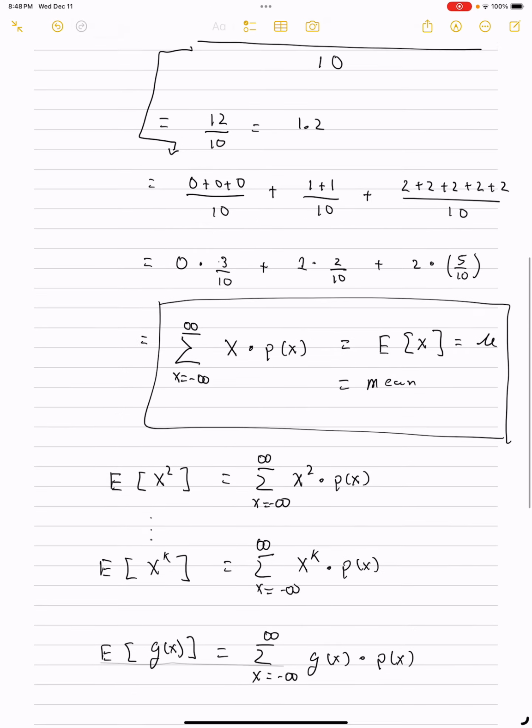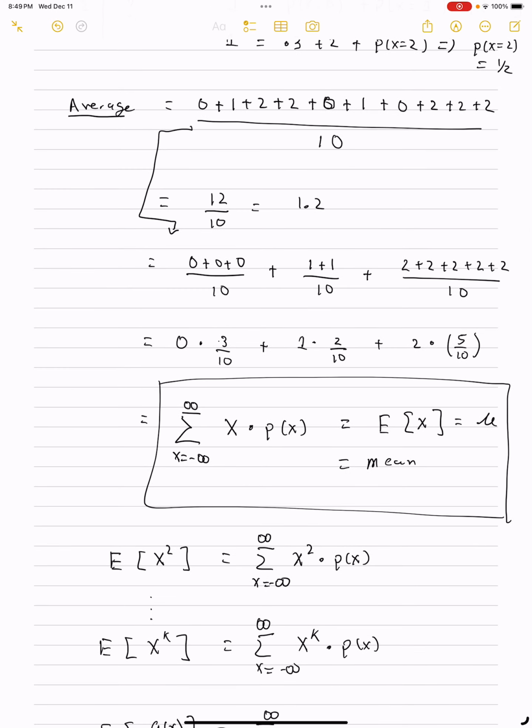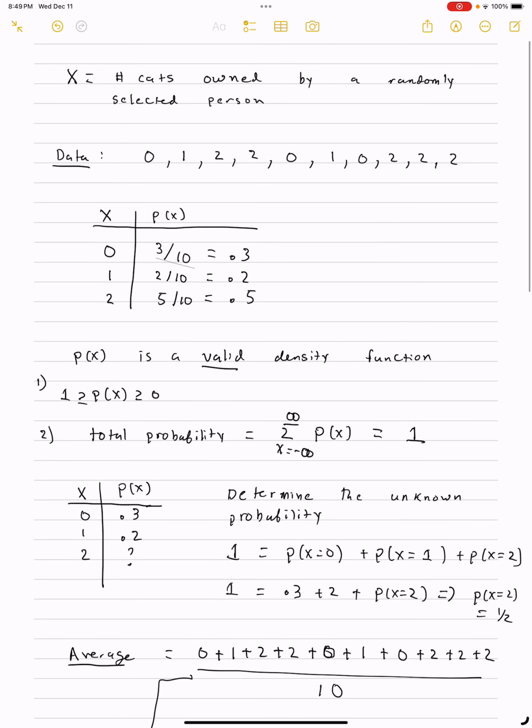But two big concepts is first the expected value or mean or average, if you will, but average should be in quotes. And the other one is what it means to be a valid density function.